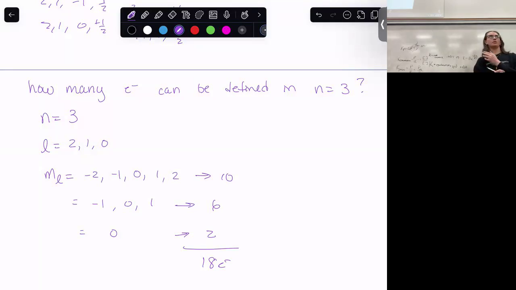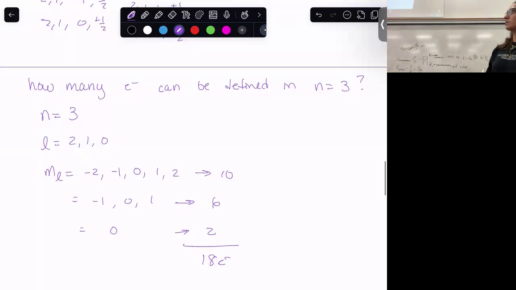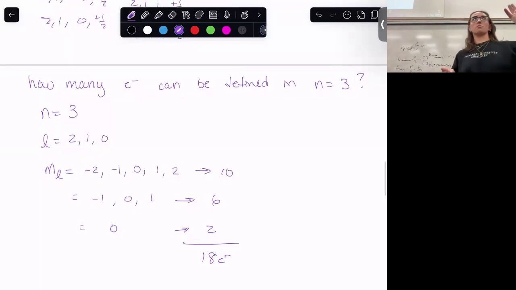Okay, did anyone get 18 electrons? Okay, and how did we get that, right? So if n is equal to 3, then that means that there are 3 options that L can be. L can be 2, 1, or 0. So if L is equal to 2, that means m sub L can be equal to -2, -1, 0, 1, or 2.